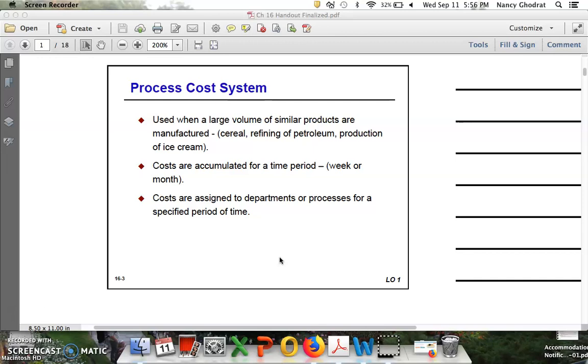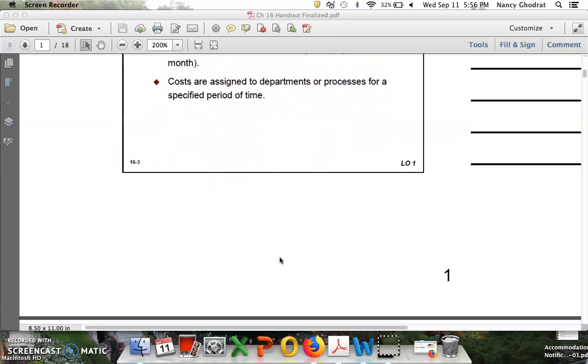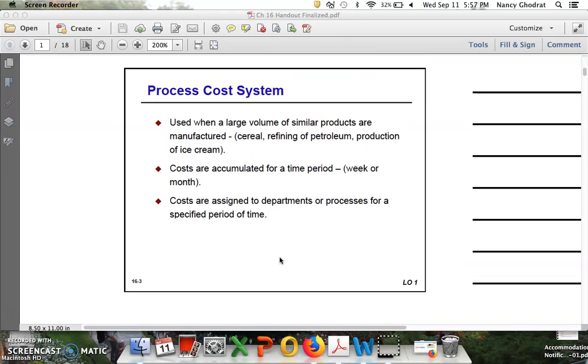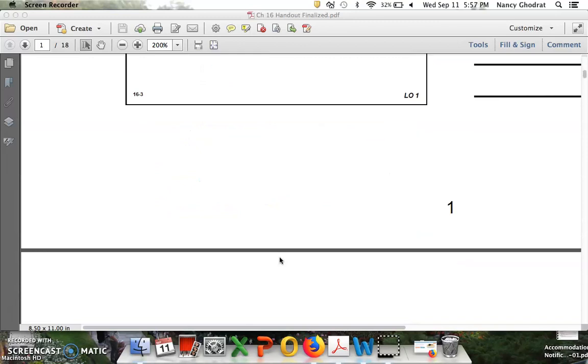Because the product goes through different departments, like, the first department might be mixing the ingredients, the second department might be adding water, or the third department might be bottling. We're going to keep track of the cost based on each department. And each department is going to show its report as far as how much money they spend during that specific period of time. As I mentioned, we're going to go over process cost system in detail in chapter 17.